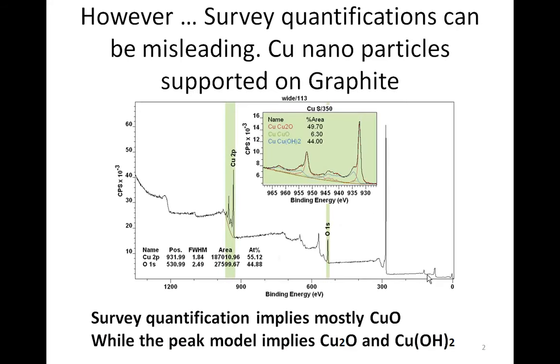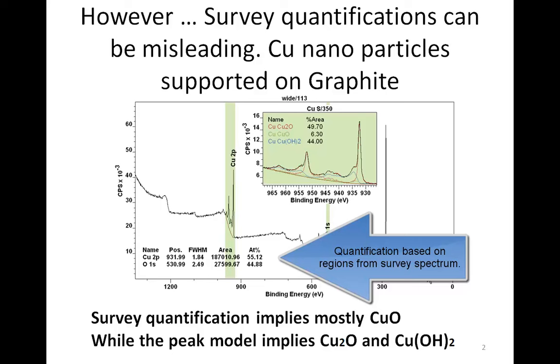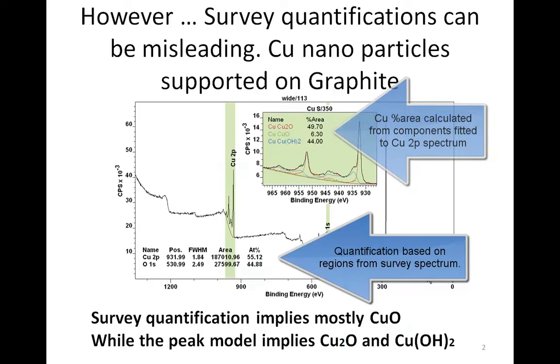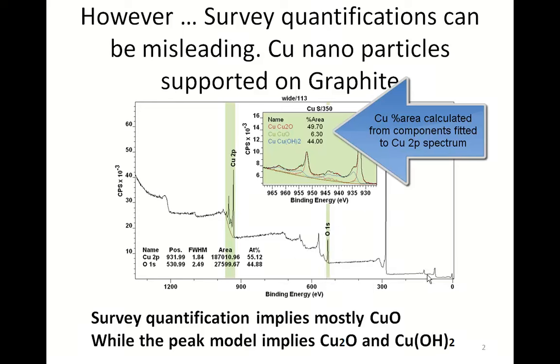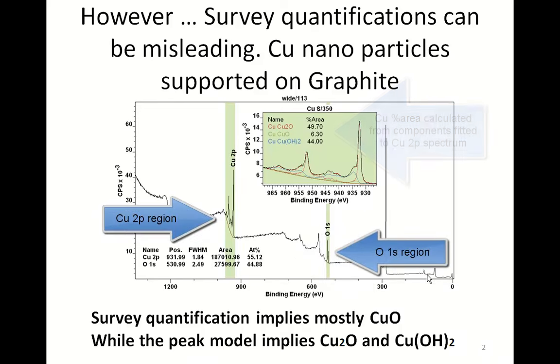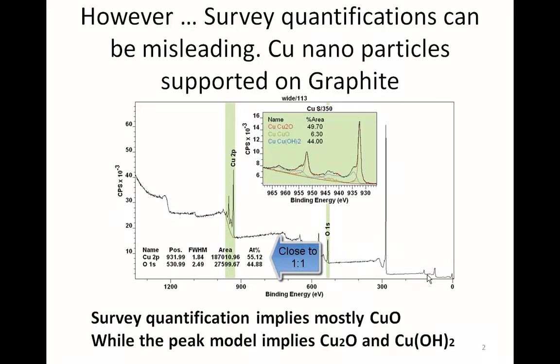This is an example of copper nanoparticles supported on graphite, and this survey spectrum, when you look at the copper to the oxygen, it suggests that you've got roughly 1:1, slightly more copper than the oxygen, but about 1:1, so you might suspect that you've got something that is predominantly CuO.